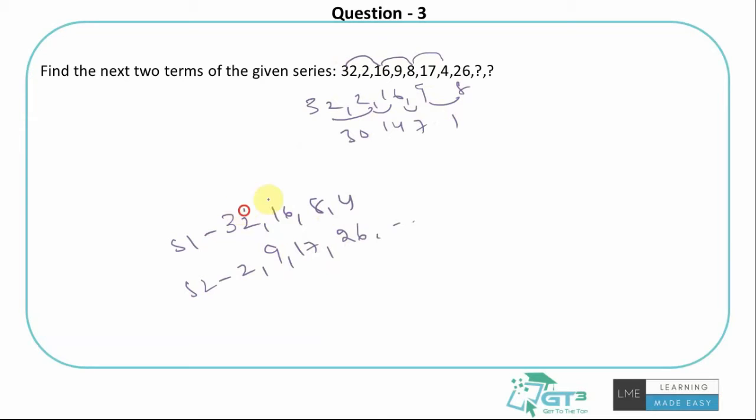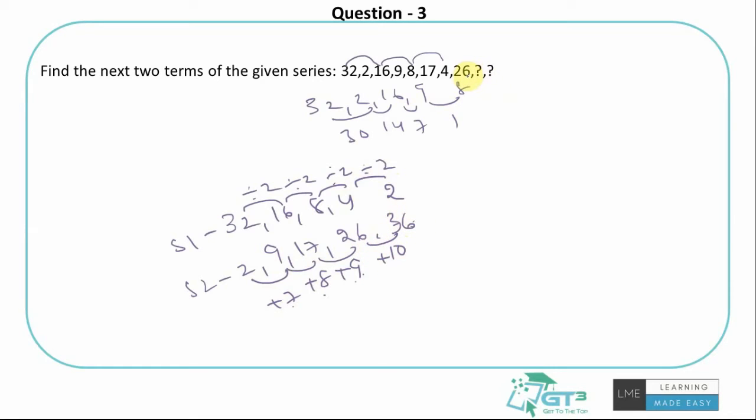So here what is this? Divided by 2, divided by 2, divided by 2. So automatically the next term would also be divided by 2. So that should be 2. Here 2 plus 7 is 9, 9 plus 8 is 17, 17 plus 9 is 26. So I am seeing plus 7, plus 8, plus 9. The next term should be plus 10, that should be 36.